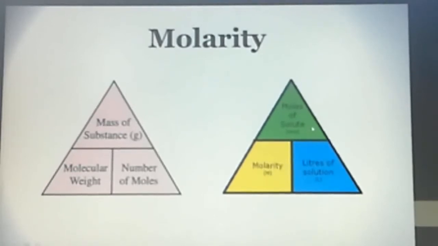At the top are moles of solute and at the bottom molarity and liters of solution.